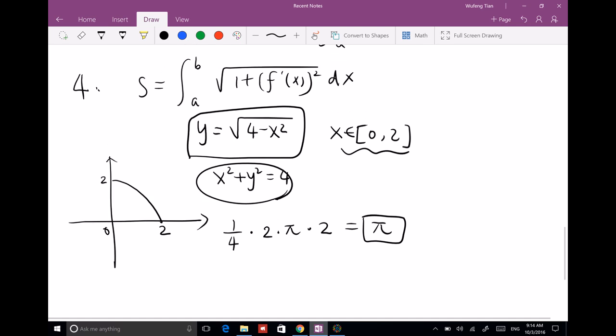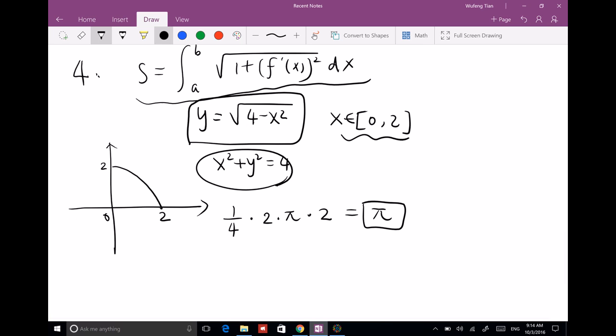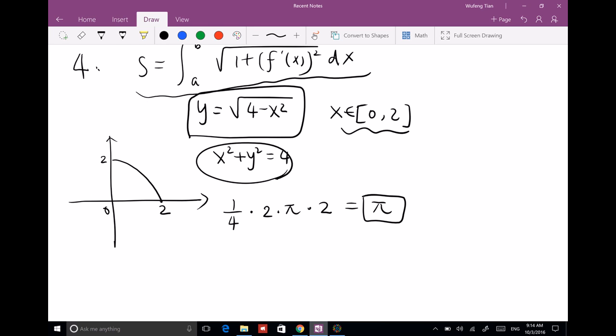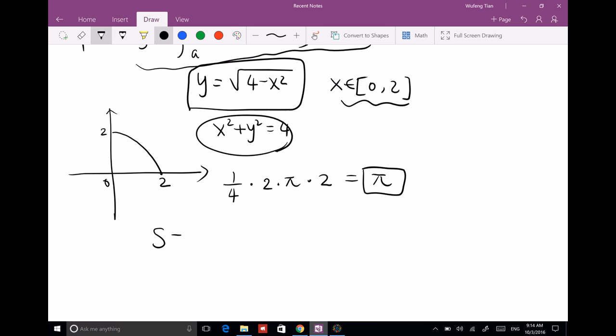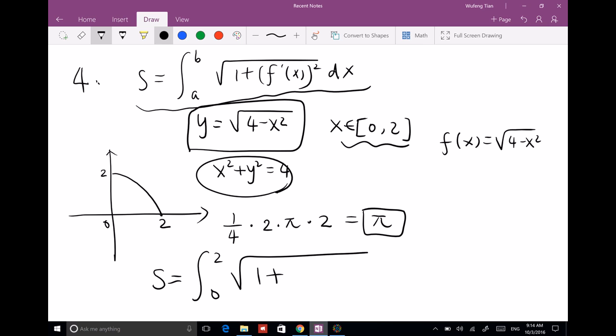But I prefer you use this integral. I prefer you use this formula to do this and check it back. But I will not mark off any points as long as your final answer is right and the mathematics is right. Now if we use the formula, it's from 0 to 2, square root of 1 plus... since f(x) equals square root of 4 minus x squared, now I need to find f prime, the derivative of this function. Can anyone tell me the derivative of this function?